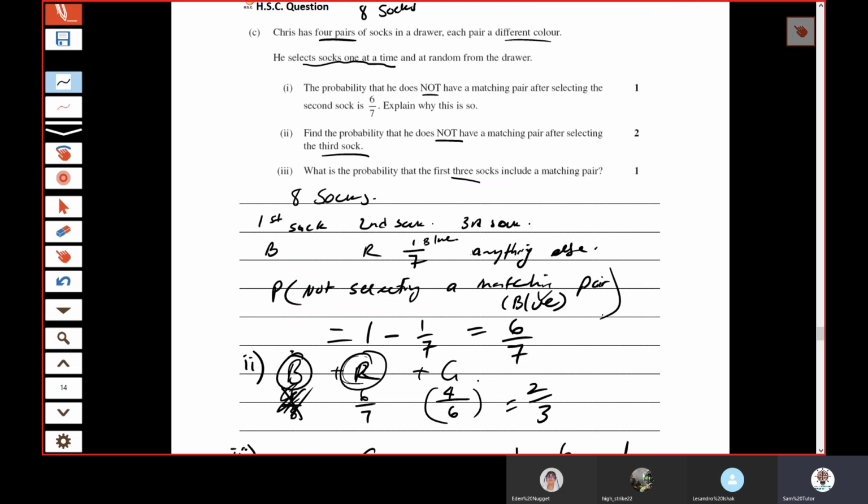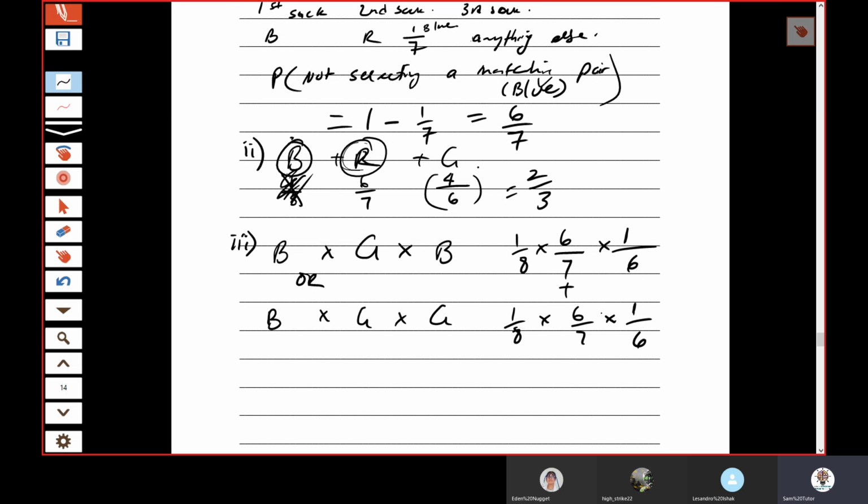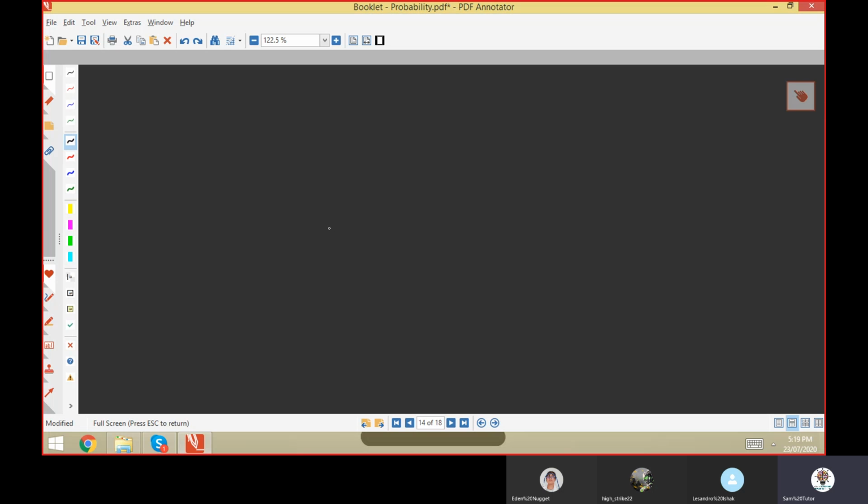And then I'm actually thinking, oh yeah, that's it. Oh, times it by 4. 4 pairs of socks. No. That's it. 1 out of 8 times 6 out of 7 times 1 out of 6 plus 1 out of 8 times 6 out of 7. 6 different socks times, yeah, it doesn't matter which sock. Oh, times 4, because there's 4 different colors. I think so. All right, let's look.